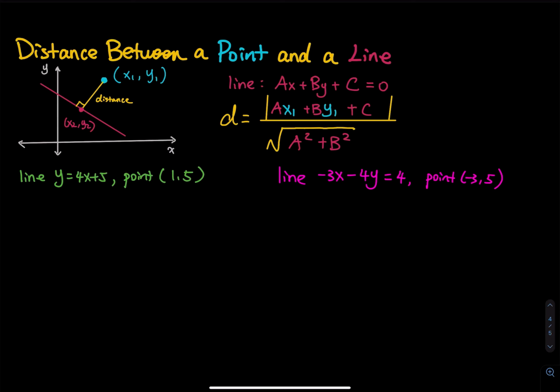Distance between a point and a line. So we have a graph, an XY plane, a red line, and then a blue point. I am looking for the distance between the blue point and the red line. The distance is in yellow.